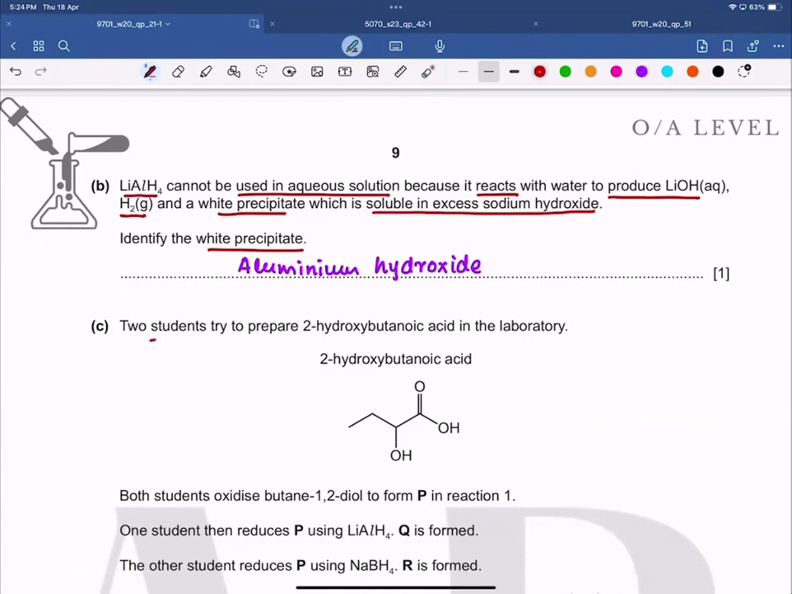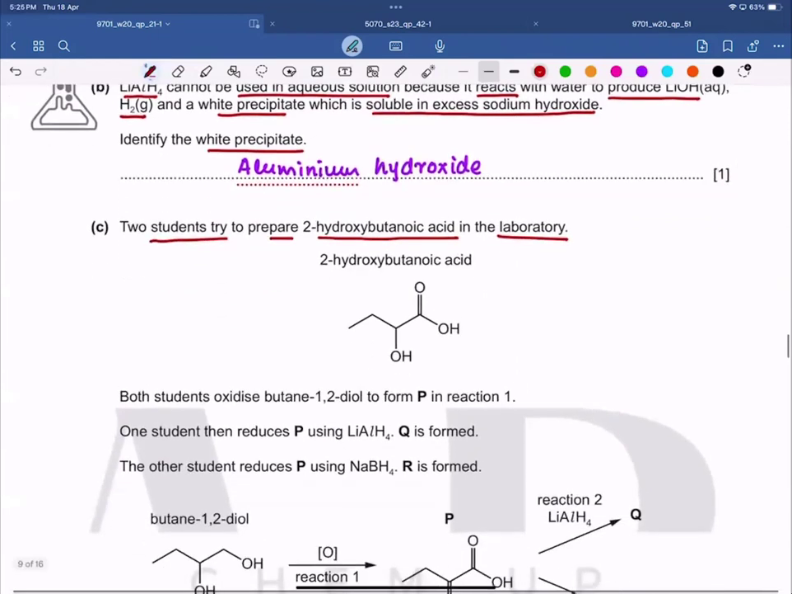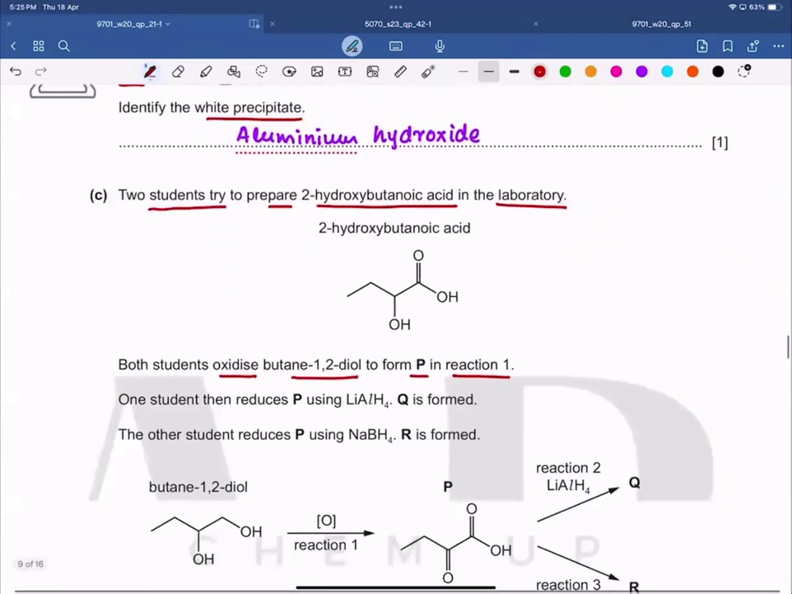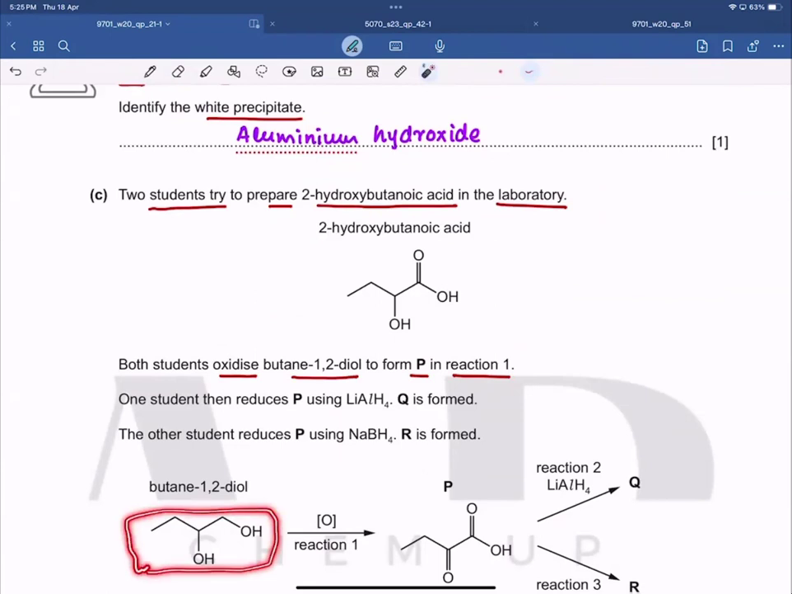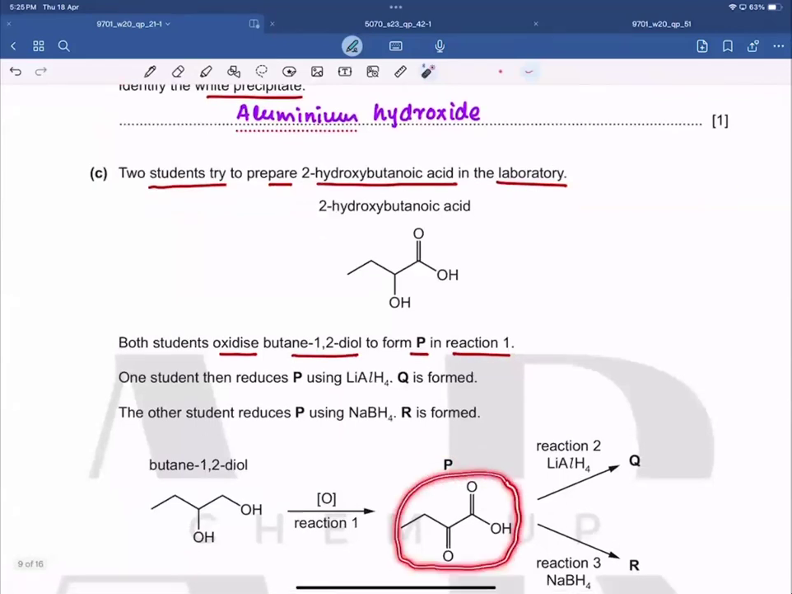Okay, now. Two students try to prepare 2-hydroxybutanoic acid in the laboratory. Both students oxidize butane-1,2-diol to form P in reaction 1. Okay, that is the reaction 1 mentioned over here. They have started with this compound, butane-1,2-diol, and on oxidation they turn it into P. And if you see, P has two functional groups. What are the functional groups in P?